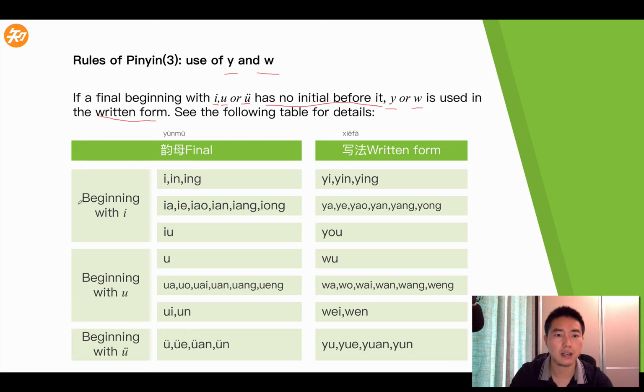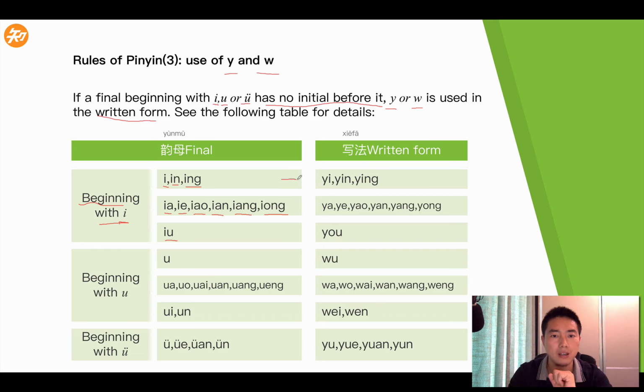First is the finals beginning with the final i. Let's take a look at how many of them there are. The first one is i itself, then in, ing, and then ia, ie, iao, ian, iang, iong, and iou. Okay, so to make this into a syllable, we are going to write in different ways.